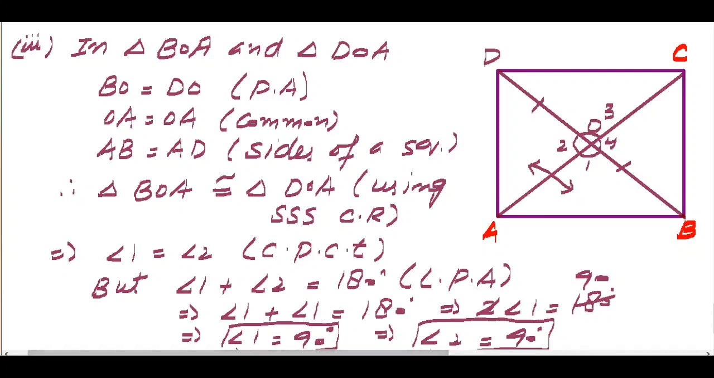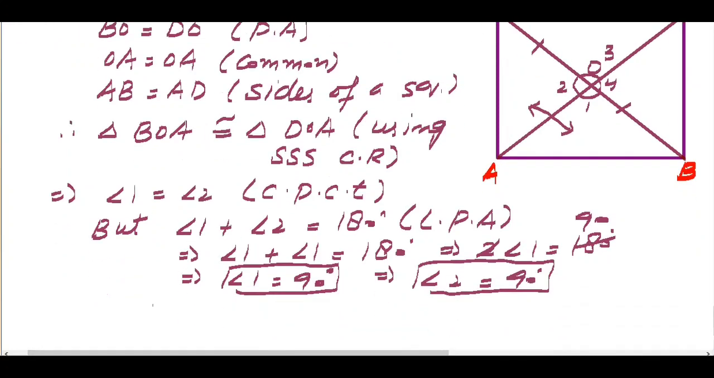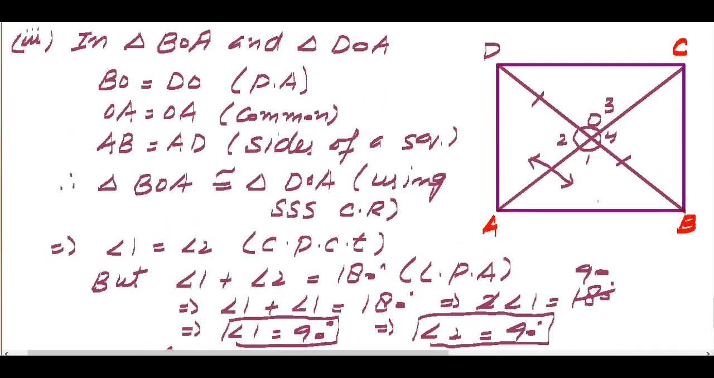Similarly, we can prove that angle 3 is equal to angle 4 is equal to 90. So in the first part, we proved that the diagonals of a square are equal. In the second part, we proved that the diagonals of a square bisect each other. And in this part, we proved that the diagonals of a square bisect each other at right angles.